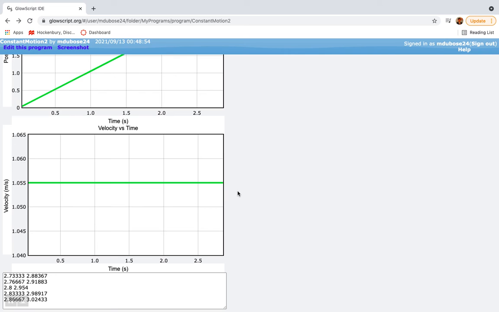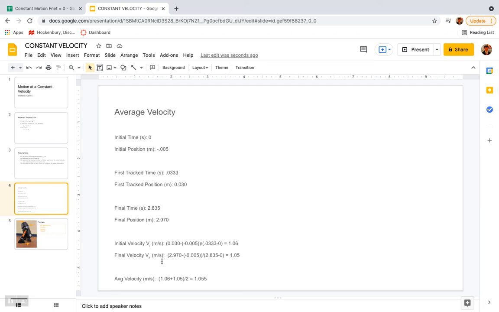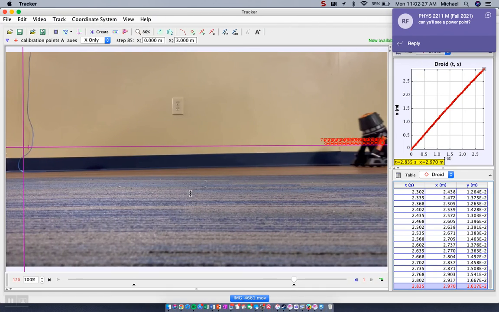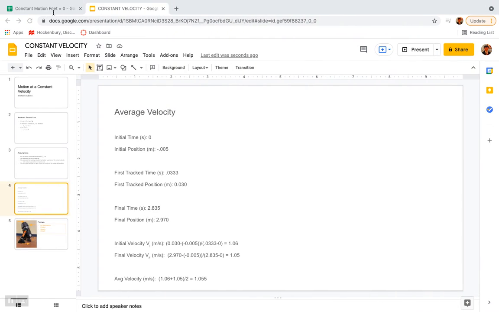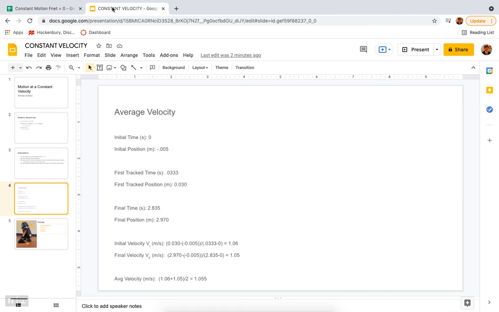So now if we go back, we can clearly see that the data here all lines up, and as you can see, the blue line being the predicted versus the red line being the actual recorded data, they are similar. However, they split off a little bit towards the end, likely due to some error with the tracking, or like I said, the unevenness of the floor.